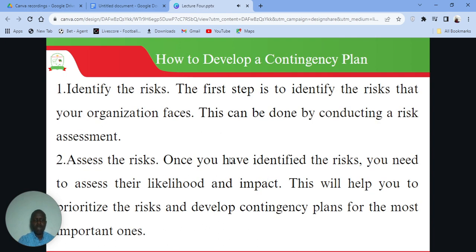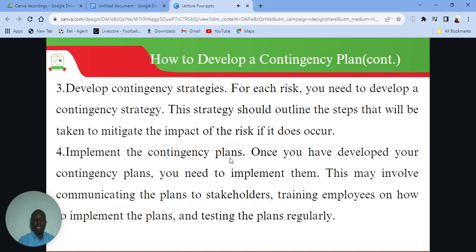Now, for us to be able to develop what we are calling a contingency plan, we need to be guided by a number of steps. The first one, and very, very important, is to identify the risk. So what are the risks that are going to affect your business? That will be done by what we discussed previously, risk assessment. And then we assess the risk. Once you have identified the risks, you need to assess their likelihood and the impact. This will help you to prioritize the risk and develop contingency plans.